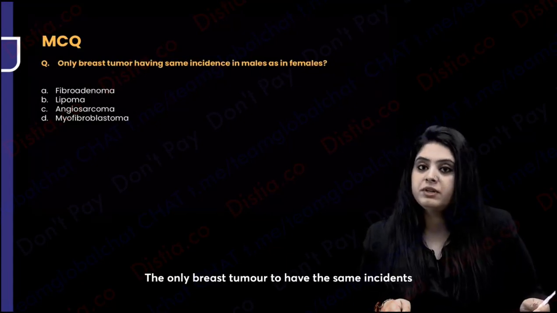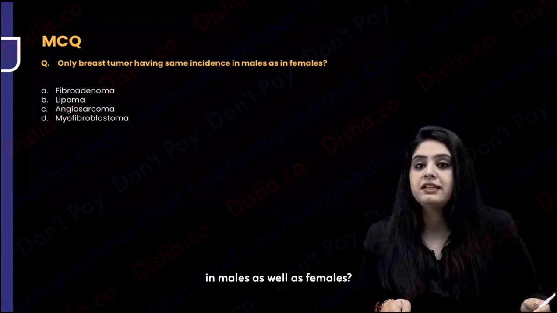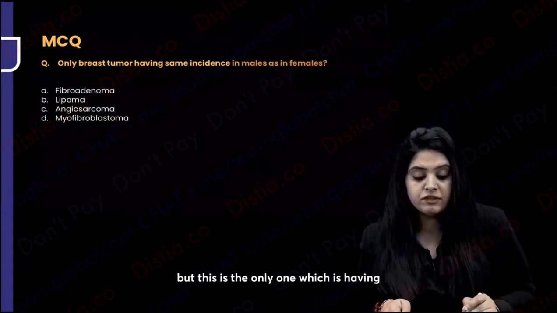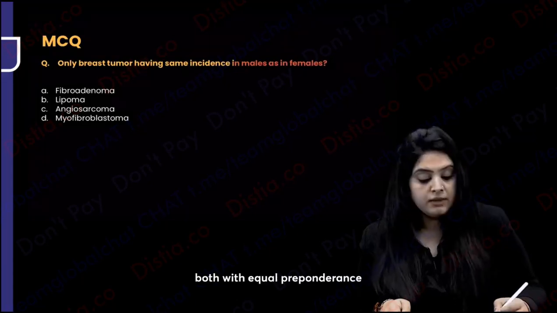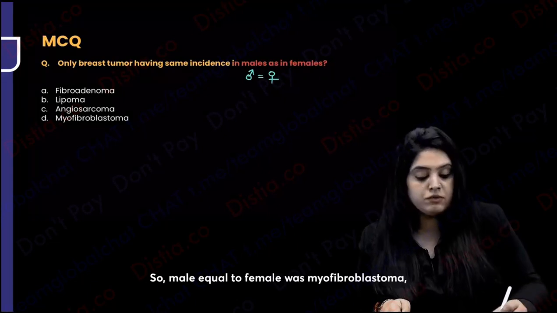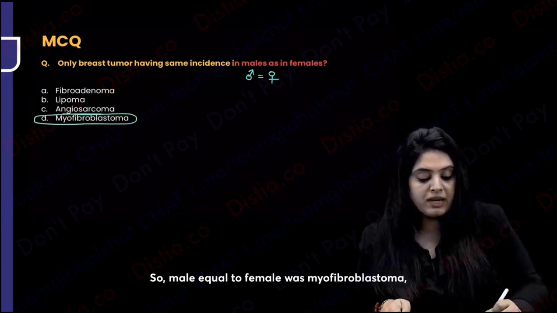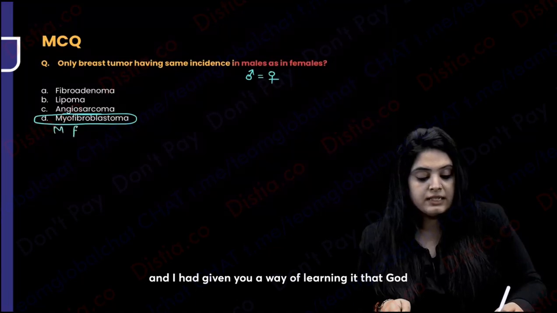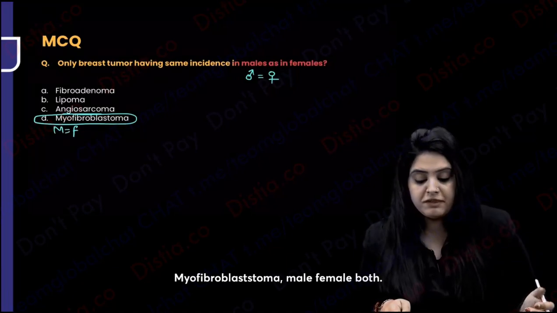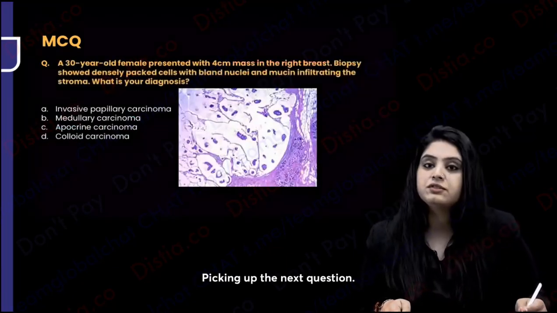The only breast tumor to have the same incidence in males as well as females. Otherwise, all the tumors were more common in females, right? But this is the only one which has equal preponderance of male as well as female. So male equal to female was myofibroblastoma. And I had given you a way of learning it, that God has given it M and F both. Myofibroblastoma, male, female both. Picking up the next question.